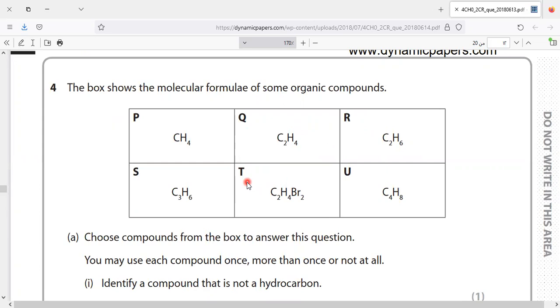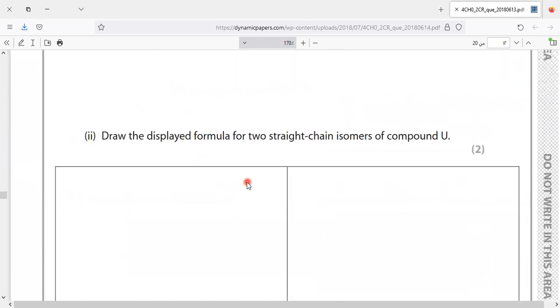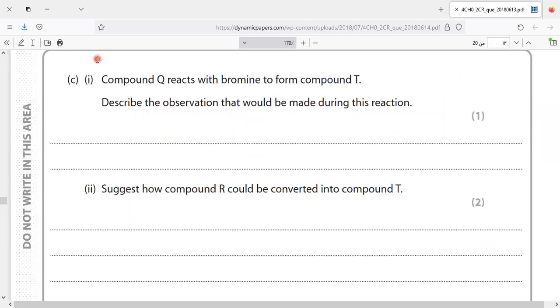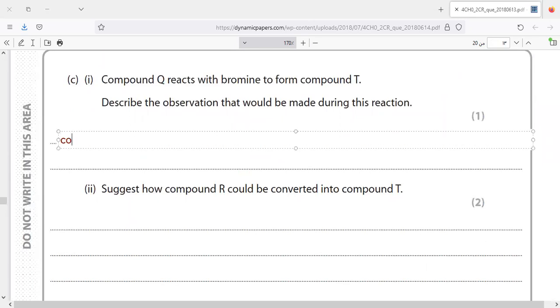The color changes from orange to brown. From orange to... Noor, this is a test for alkene. When you add bromine water to alkene, Noor, what will happen here? The color will change from orange to colorless. Muhammad, it changed from orange to colorless, yes.